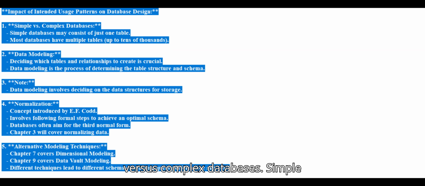1. Simple versus complex databases. Simple databases may consist of just one table. Most databases have multiple tables, up to tens of thousands. 2. Data modeling. Deciding which tables and relationships to create is crucial. Data modeling is the process of determining the table structure and schema. 3. Note: data modeling involves deciding on the data structures for storage.